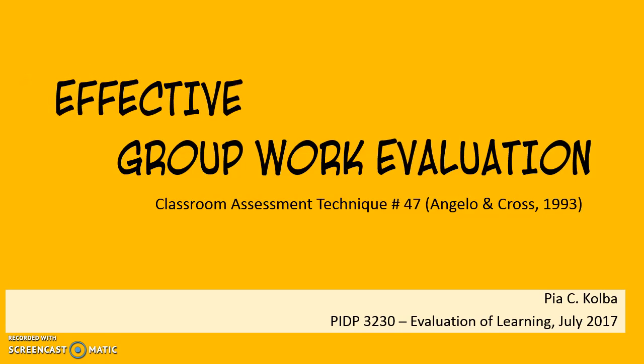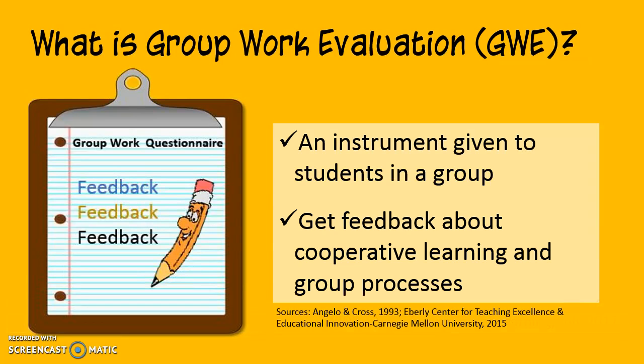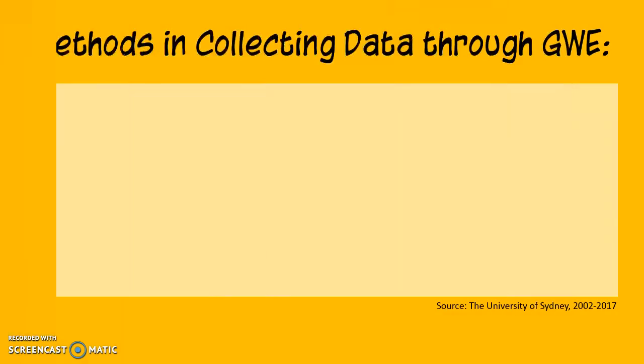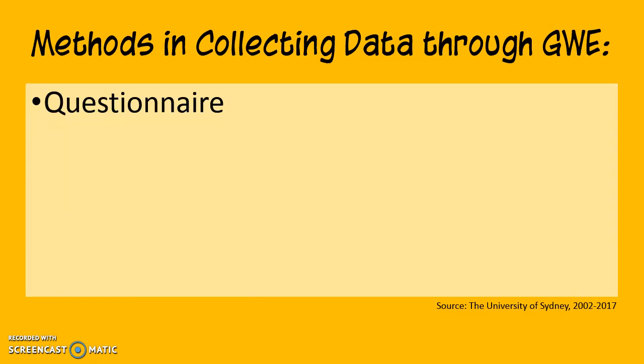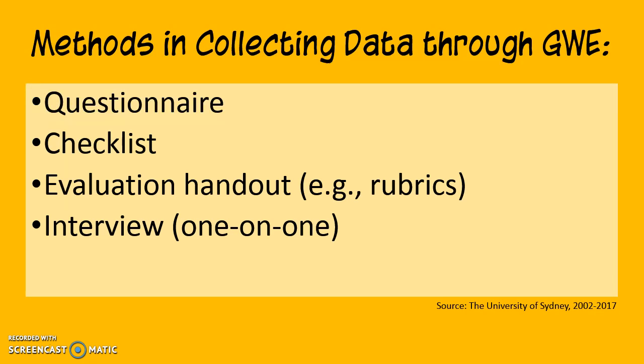This is the subject of this video presentation, assignment number 3 on Informal Assessment Strategy for PIDP 3230 Evaluation of Learning. Group work evaluation is an instrument to collect feedback about cooperative learning and group processes. Feedback can be collected through written and/or oral methods using any of the instruments listed in the slide.